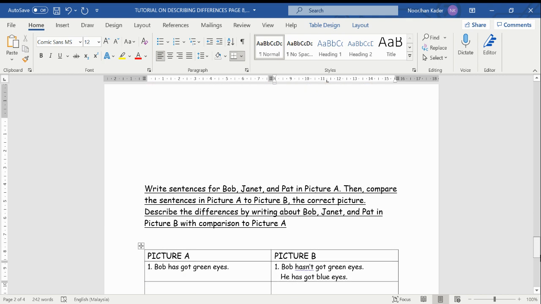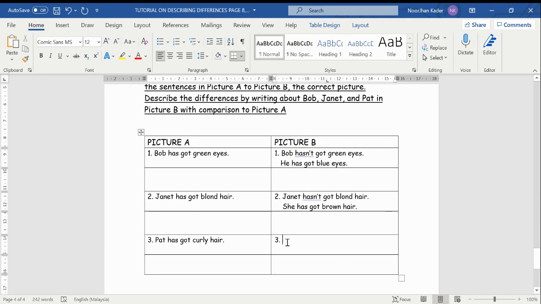So how are we going to refute the sentence? We are going to write the same as before. So we're going to write Pat hasn't. You have to refute first, because hasn't got curly hair. Why do you need to start with hasn't first? Because we have to firstly refute the statement or the sentence which describes Pat. Because Pat actually doesn't have curly hair.